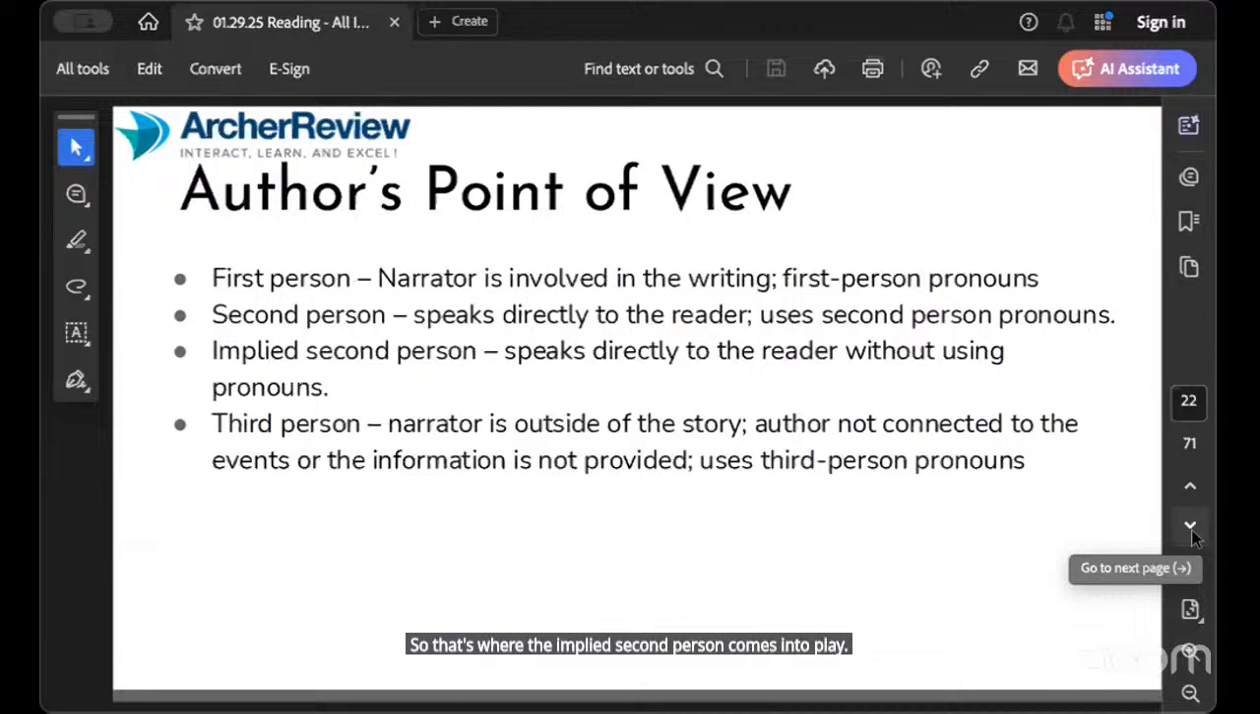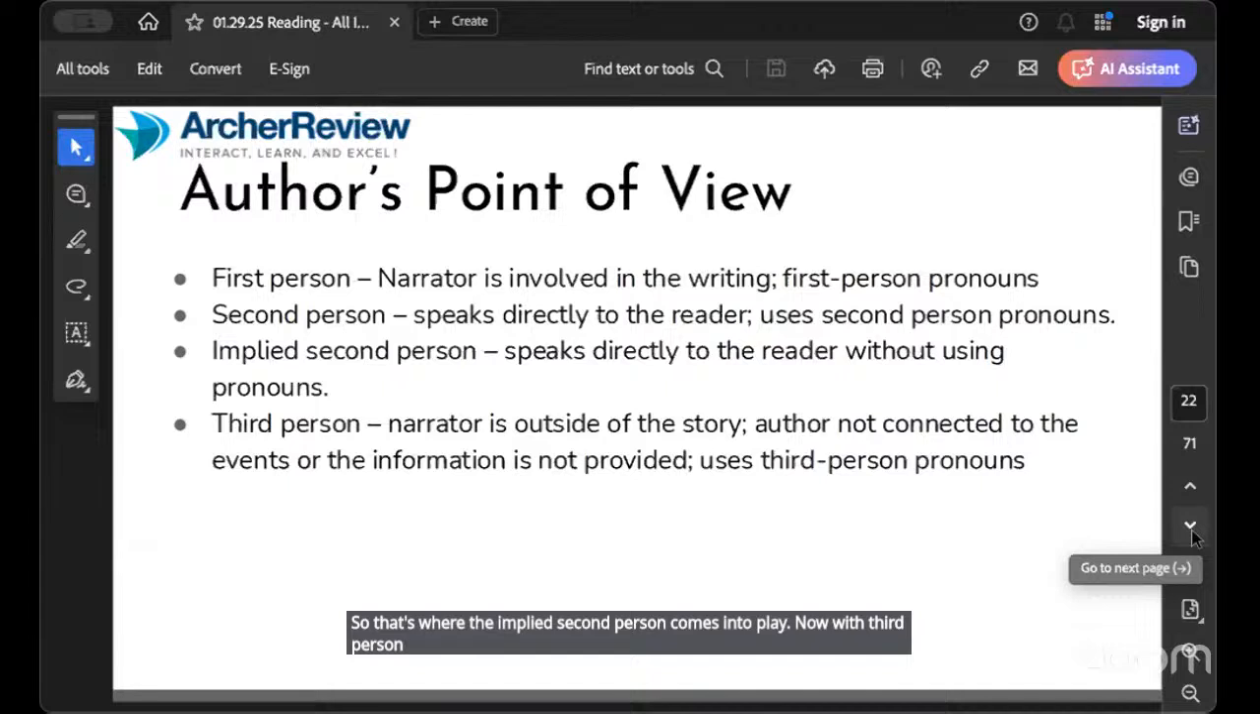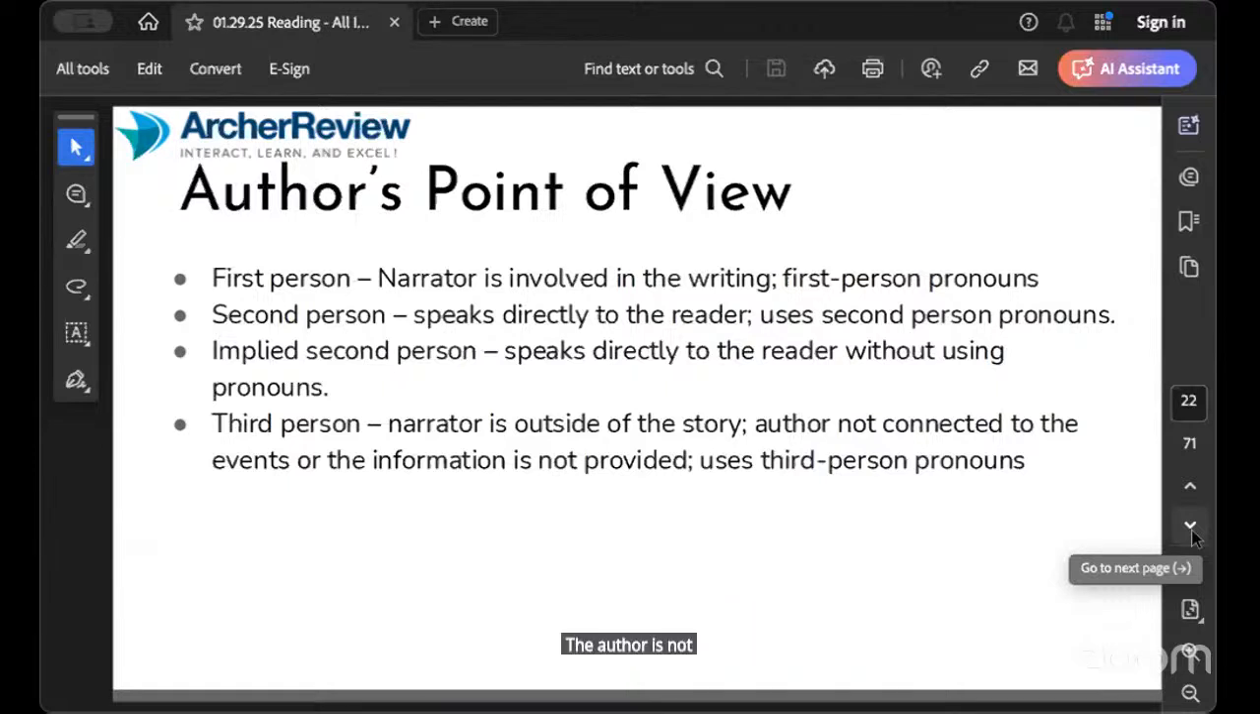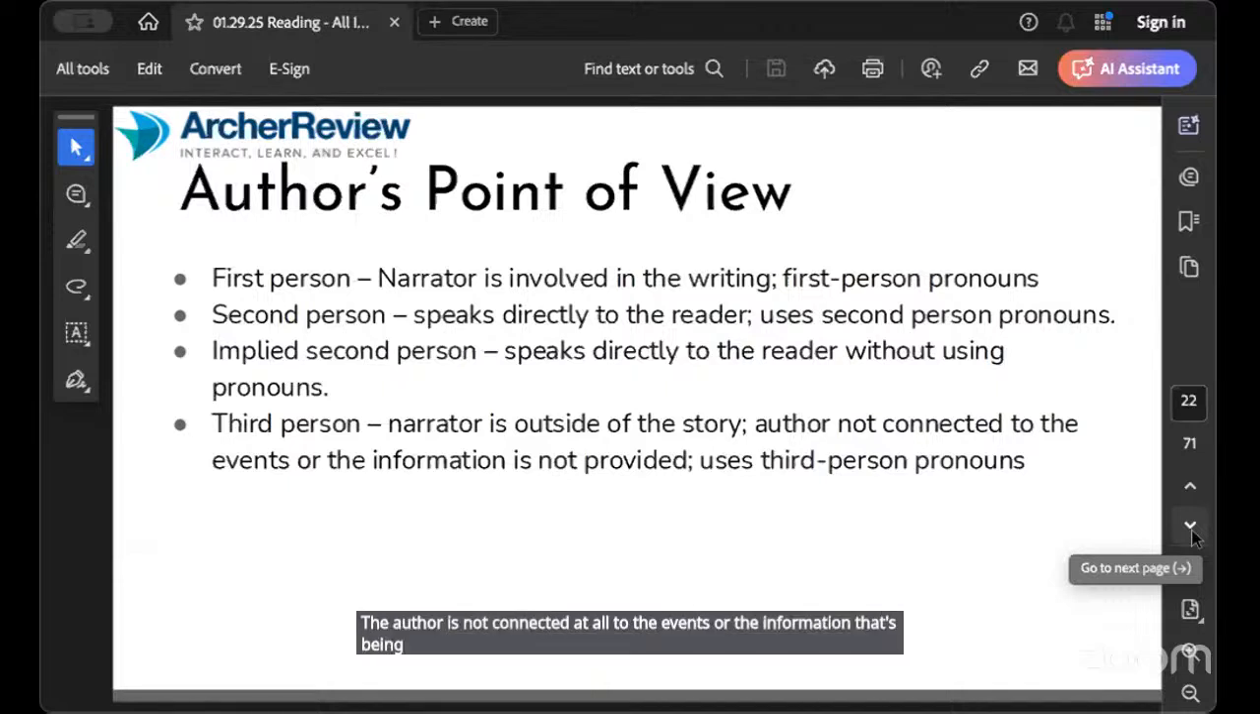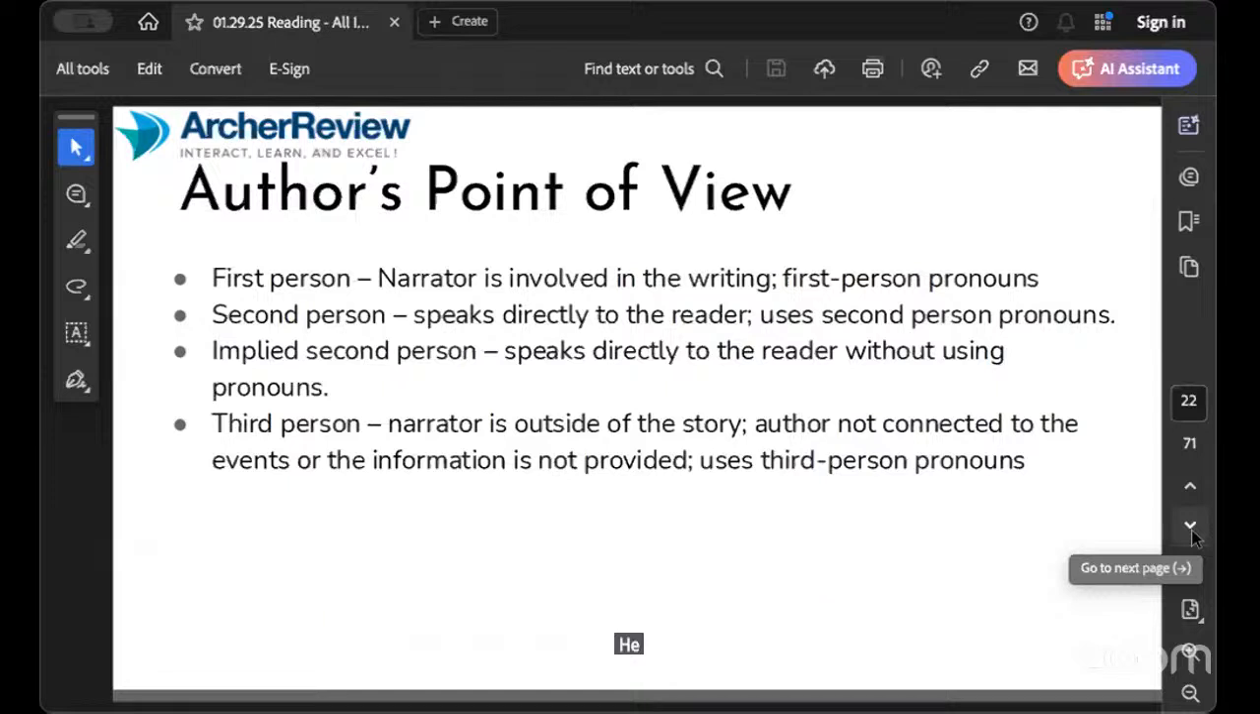Now, with third person, this is where the narrator is going to be outside of that story completely. They are not involved in the story, they are not a character within the story. The author is not connected at all to the events or the information that's being provided. So this is where you have those third person pronouns. So, Bobby was feeling lonely today. He decided to go for a walk. So, third person removed. The characters are just doing their thing.